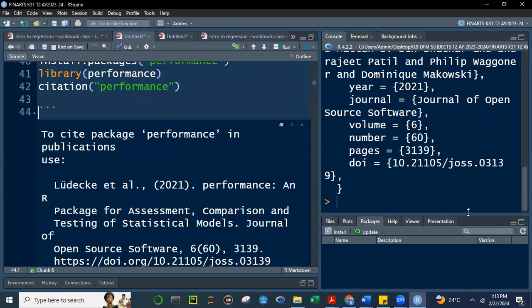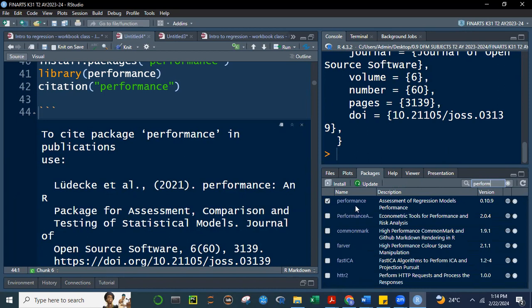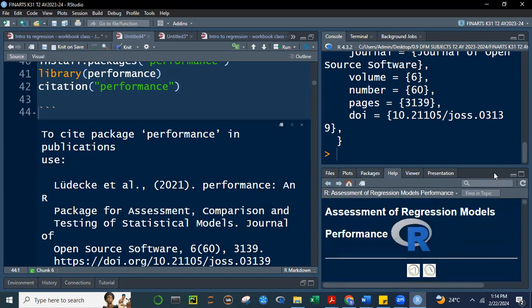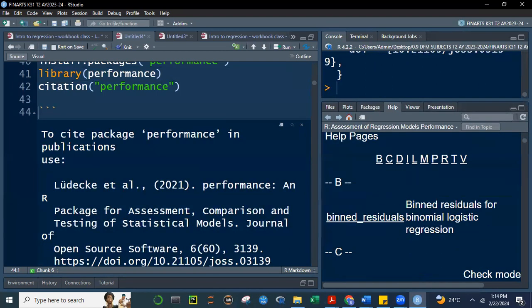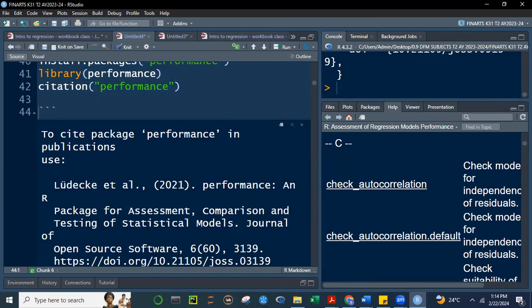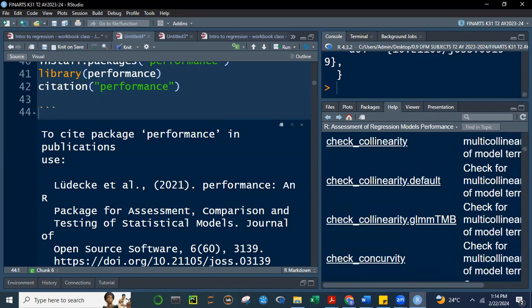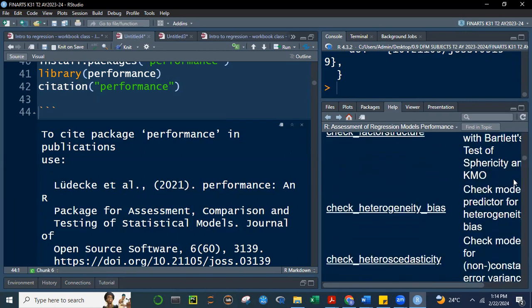So you should have already loaded this in your packages. So performance, it should already be checked. Assessment of regression models. Okay, let's click on it. So these are some of the functions: check autocorrelation, check collinearity, check distribution, check heteroscedasticity.